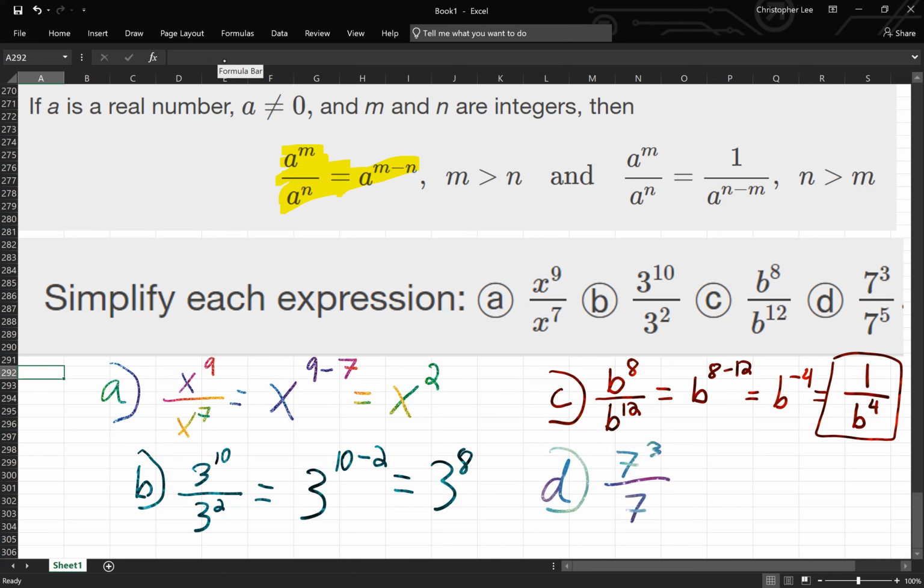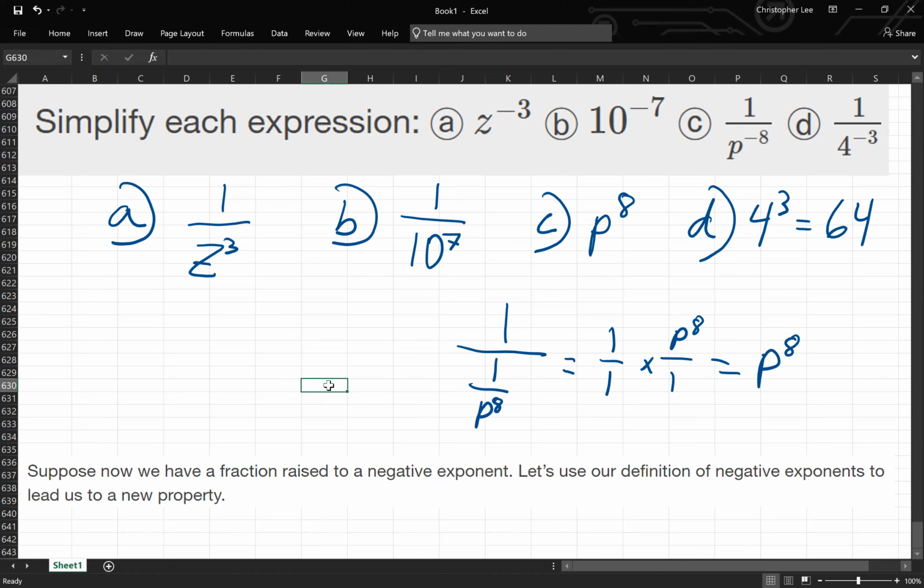Straight across here, no, straight across. The numerator to denominator thing, that crisscross that you're talking about, is only when there's an equal sign. So suppose now we have a fraction raised to a negative exponent. Let's use our definition of negative exponents to lead us to the new property, right? Brand new property. All right, so watch this now.